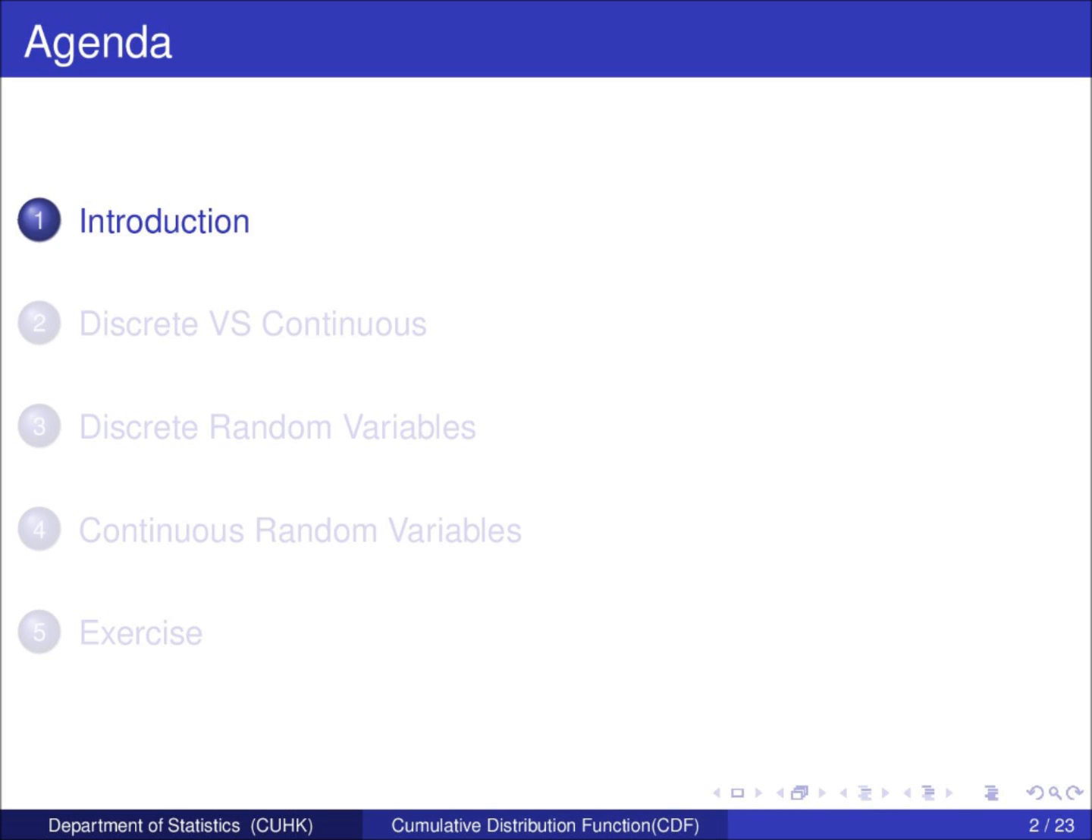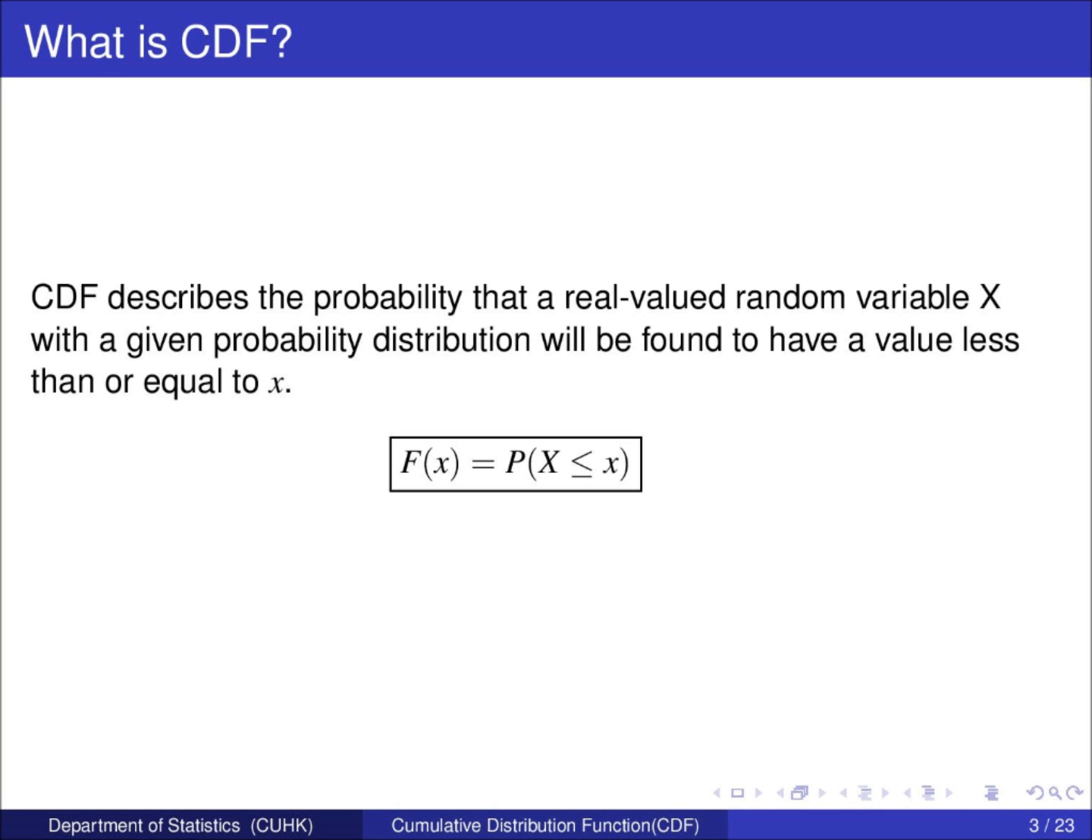What is a CDF? By definition, a CDF describes the probability that a real-valued random variable, capital X, with a given probability distribution will be found to have a value less than or equal to small x. We use capital F_X to represent the cumulative distribution function, which is F_X(x) equal to the probability of capital X, the random variable, less than or equal to small x, a given value.